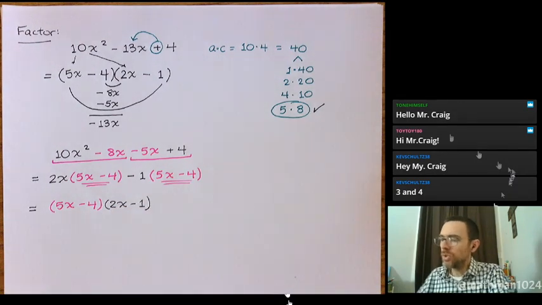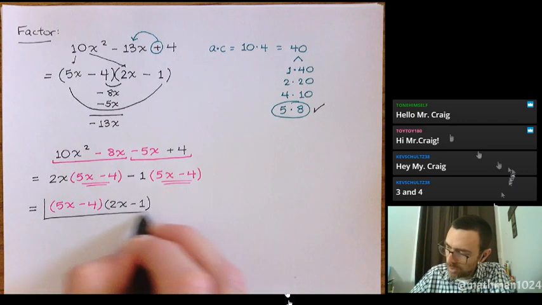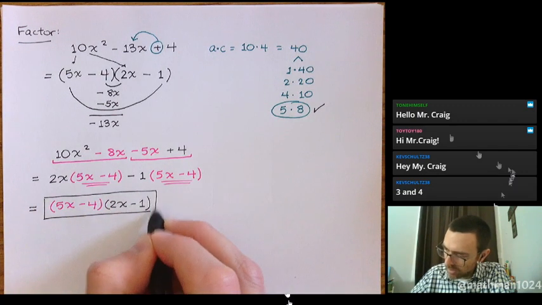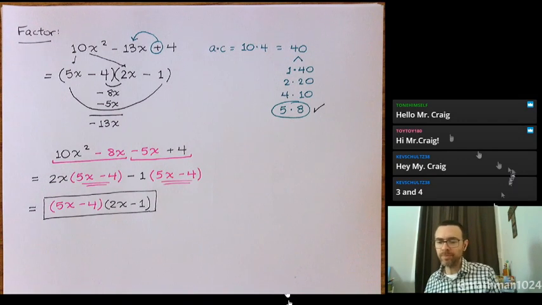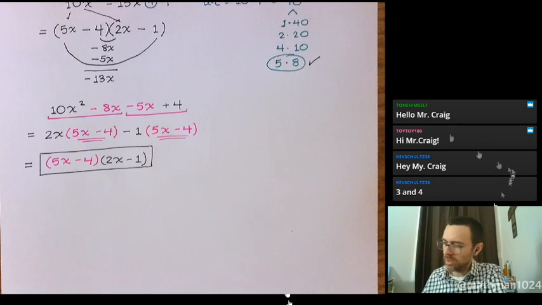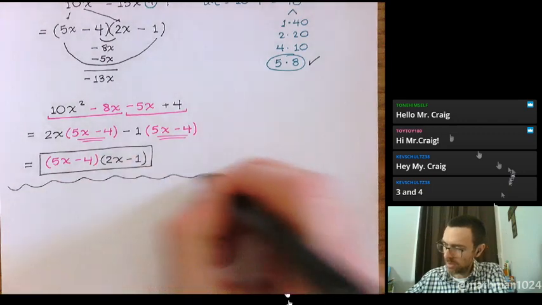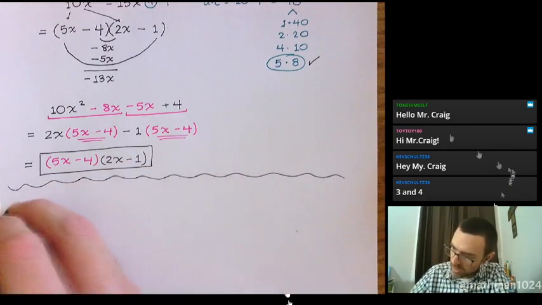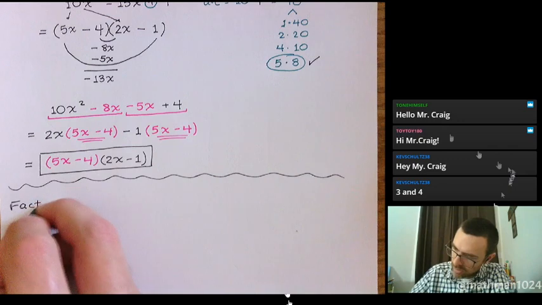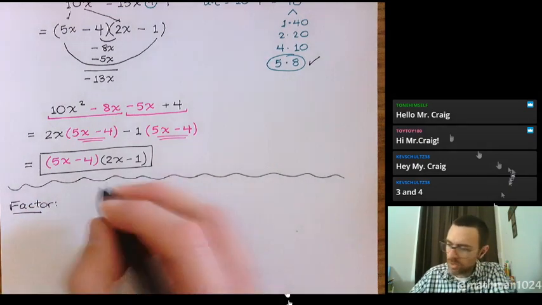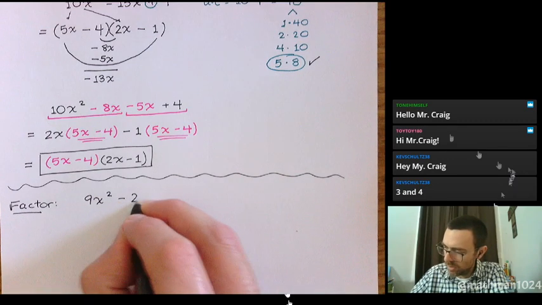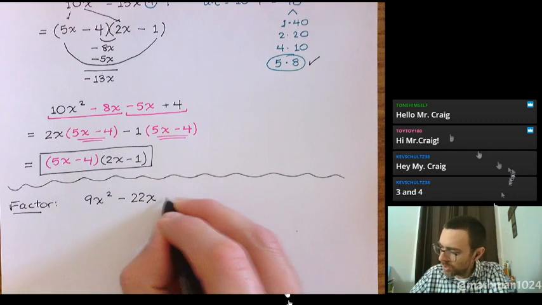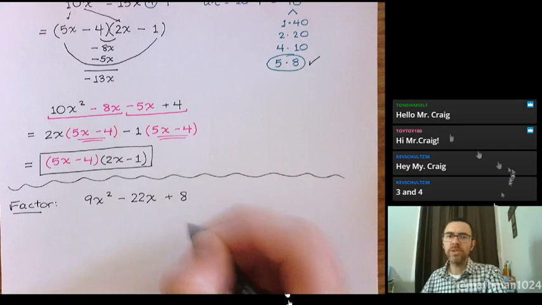Okay? Two different ways of working the same problem, yet the end result is exactly the same. All right? That's it. So let me give you this one to try. All right. So let's factor 9x squared minus 22x plus 8.